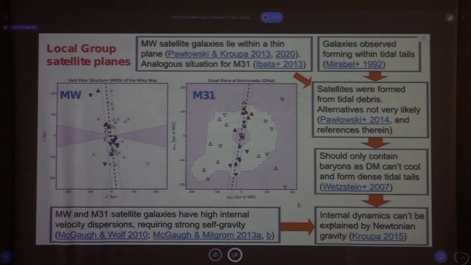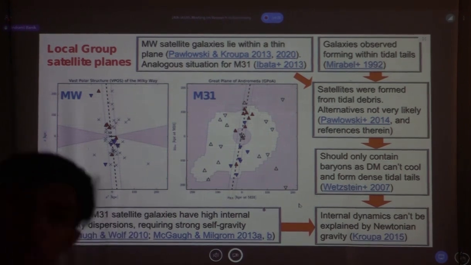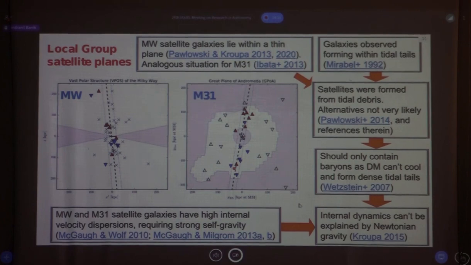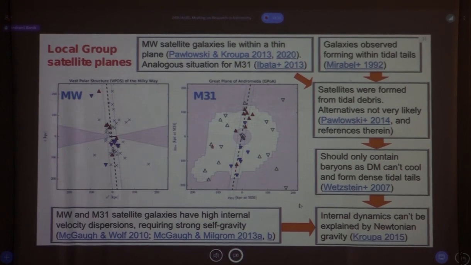So the consequence of all this is that the internal dynamics of the satellite galaxies in the Local Group satellite planes can't be explained by Newtonian gravity, because to do that, they would need to be primordial dark matter-rich galaxies, and many, many papers over the last 15, almost 20 years have shown that there is no way to explain the anisotropy in both position and velocity space around the Milky Way and Andromeda, but also around Centaurus A. And these are the only three galaxies where we know the distribution of satellites well enough in 3D to actually know if they are in a plane or not. So this is an extremely serious problem for lambda-CDM.